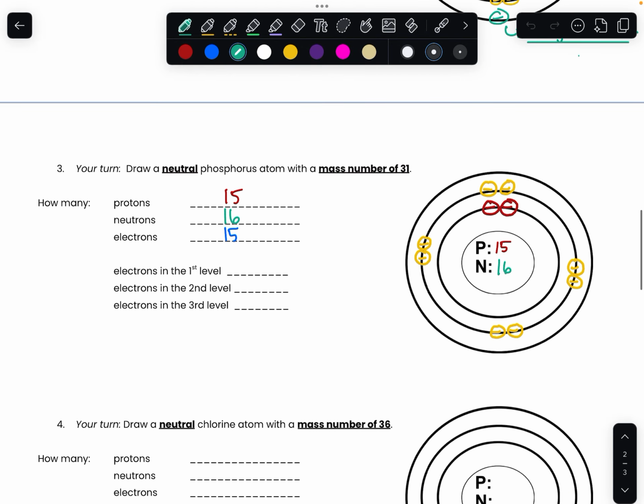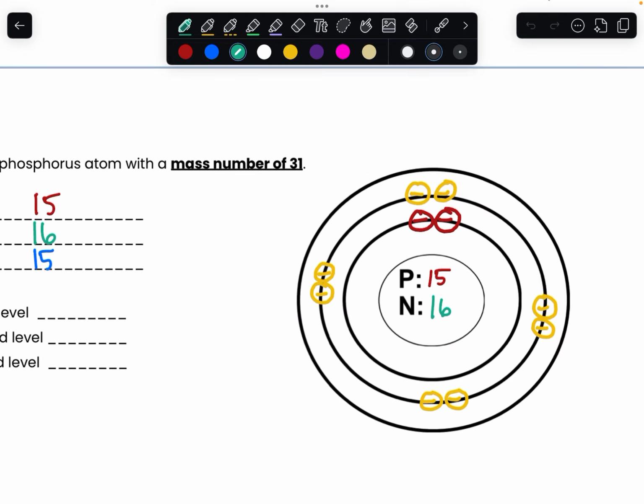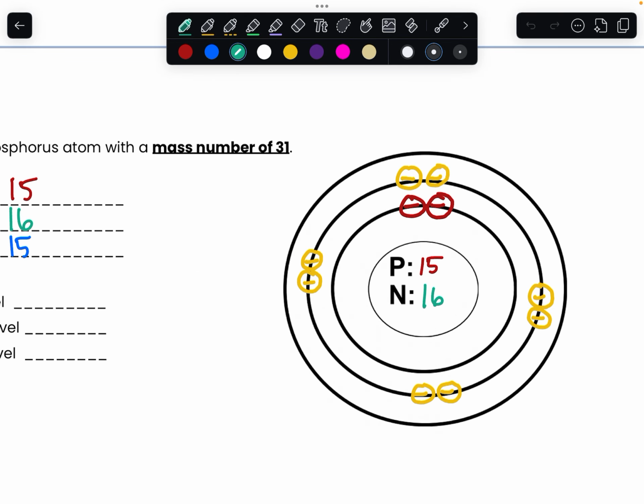With the remaining 5, we're going to do it similarly to the n equals 2 level. I'm going to imagine that there are only 4 pairs of electrons that are going to exist here. So there are 4 right there. And then I can pair up and buddy up one of them, to give us our remaining 5. All right, so that is phosphorus.